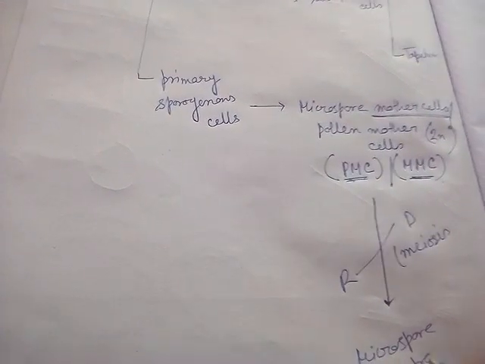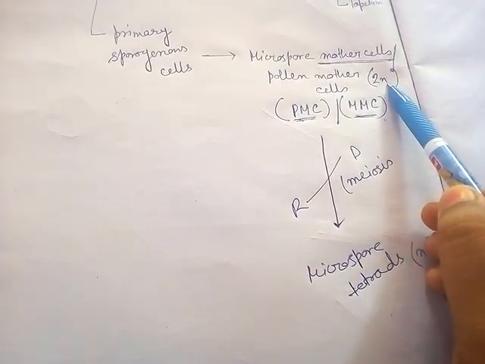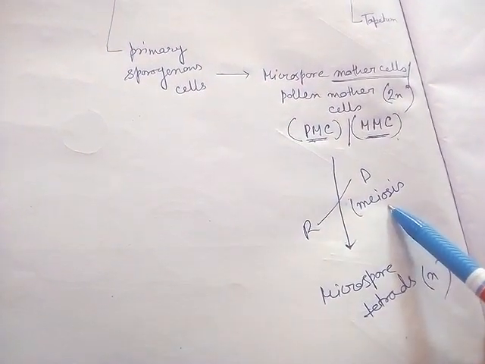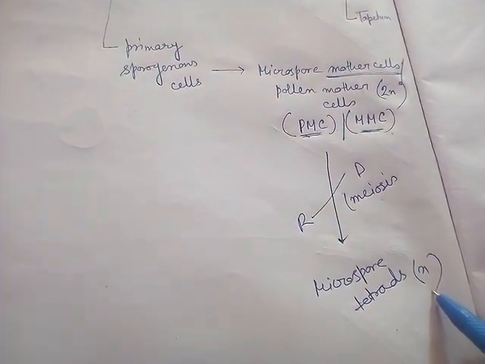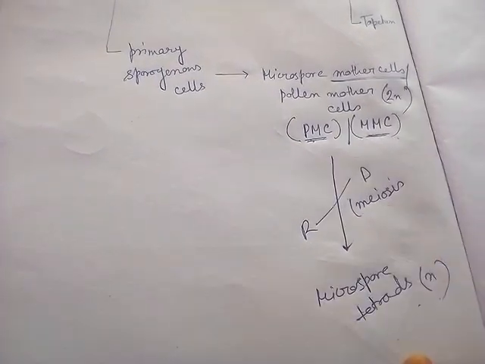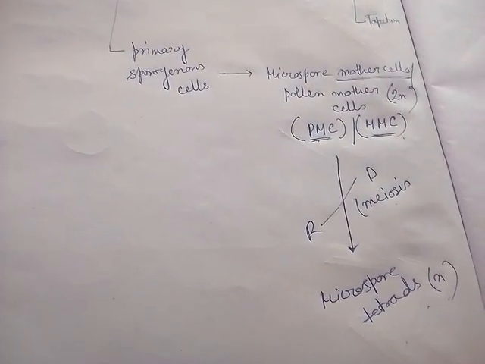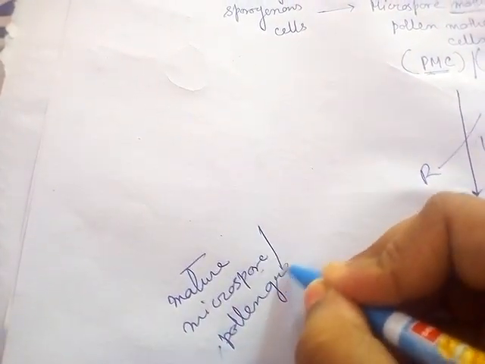So microspore tetrads, and obviously haploid in nature, because from the diploid microspore mother cell, after reduction division or meiosis, the microspore tetrads are formed. 4 microspores are arranged either linear or in tetrahedral forms. And from microspore tetrads, the mature microspores or pollen grains are formed.